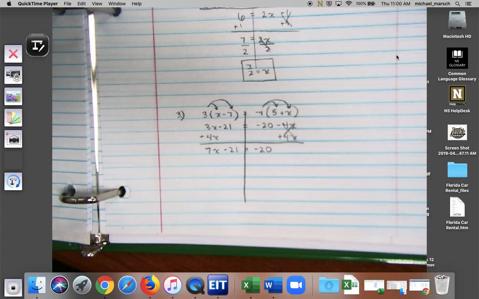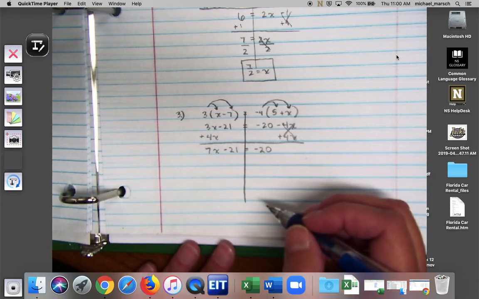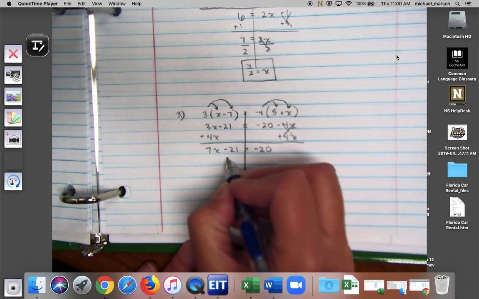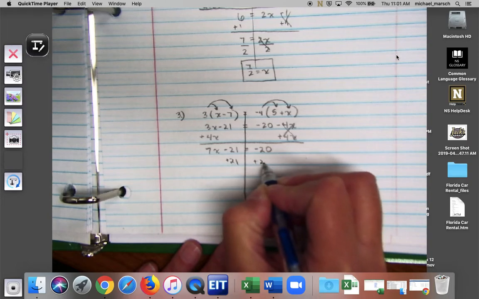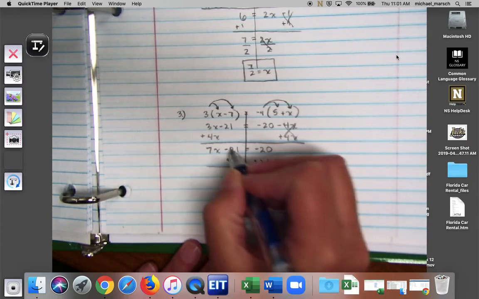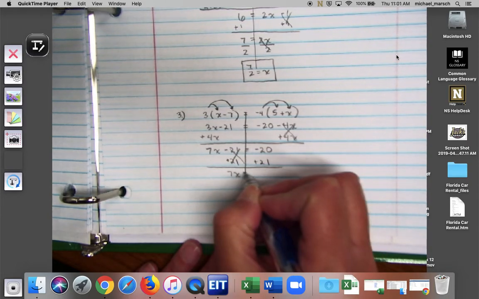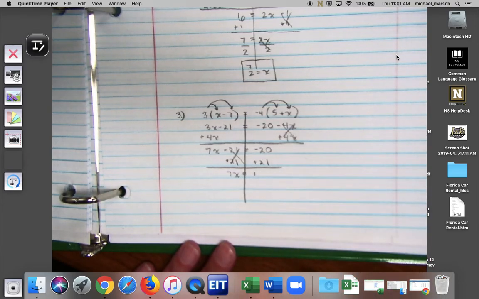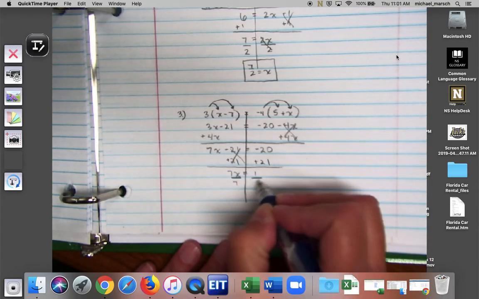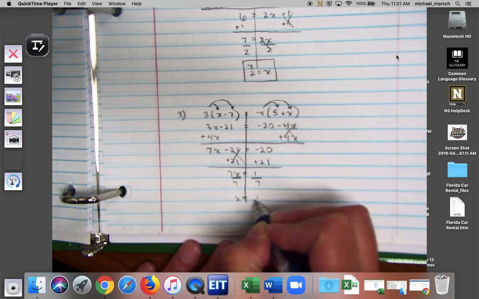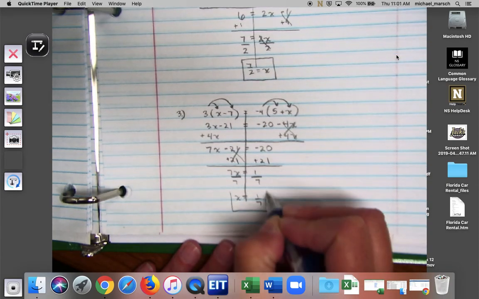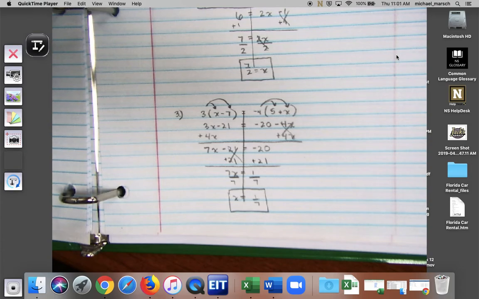Okay, now I have a two-stepper. Audra, what's going to be my first step? Add the 21. Yep, I'm going to add 21 to both sides because that's the inverse. Now these are gone, and I have 7x equals 1. And then I divide by 7, so x equals 1/7. And I leave it like that. I don't change it to a decimal.